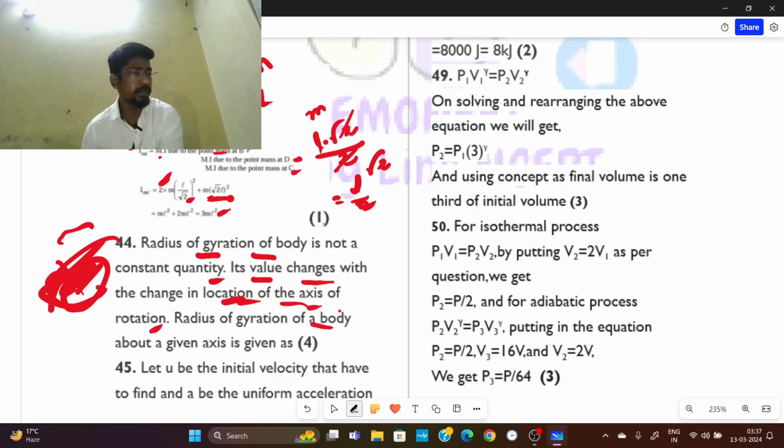Now the reason given is that the radius of gyration about an axis of rotation may be defined as the root mean square. No, never. It is given by the formula root over I by m, where I is the moment of inertia and m is the mass. So the reason is also incorrect. Therefore option 4, assertion is incorrect and reason is also incorrect, is right.